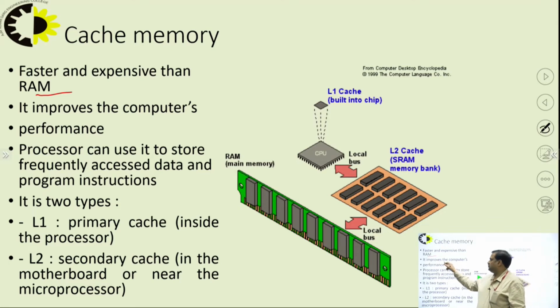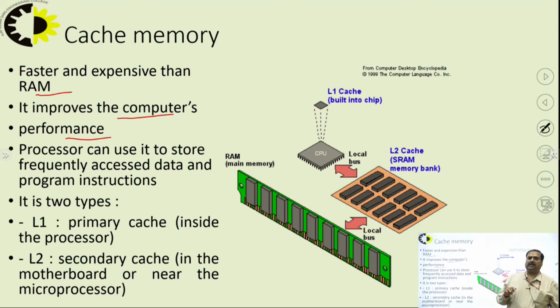But it is used to improve computer performance, and the processor can use it to store frequently accessed data, that is, data which is being used multiple times or very frequently can be kept in the cache. So that data will not be searched in the RAM again and again. It will be available in the cache and the processor will process it.